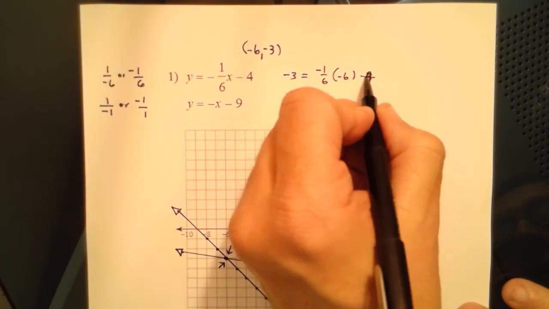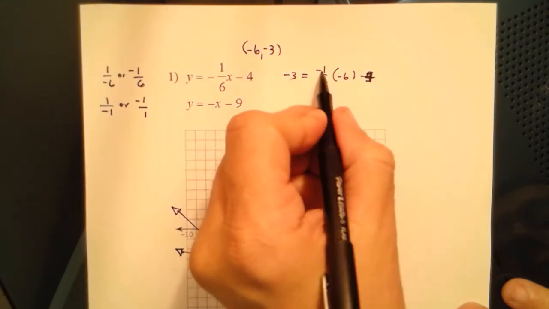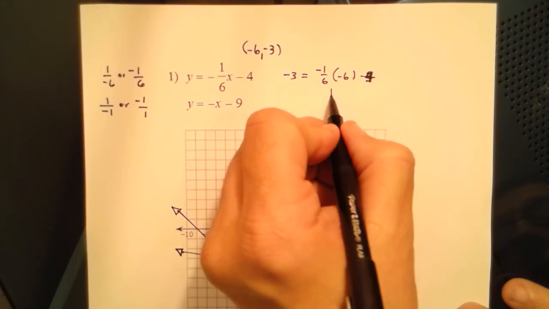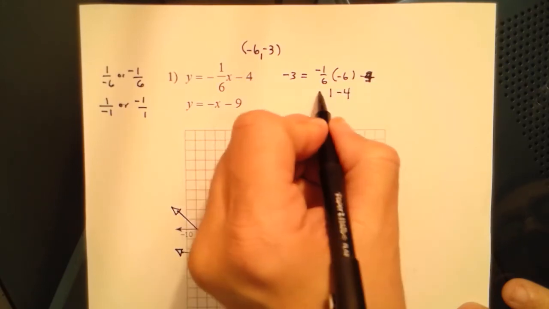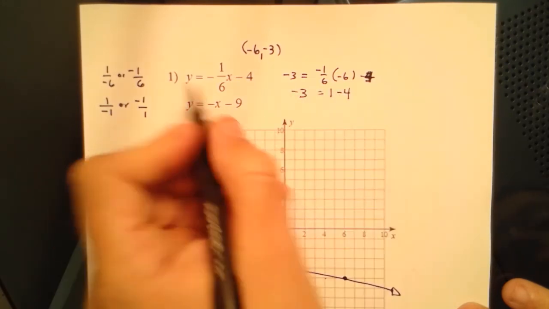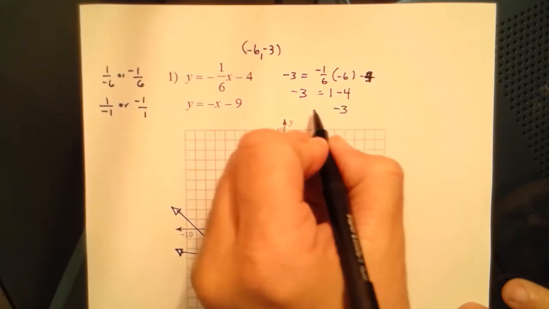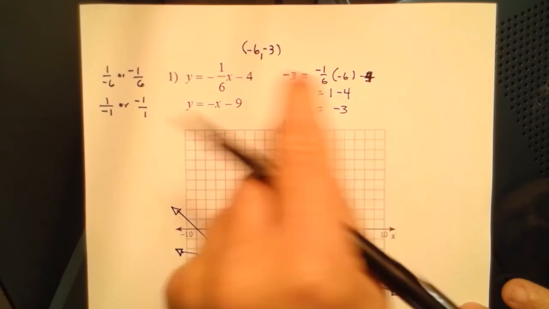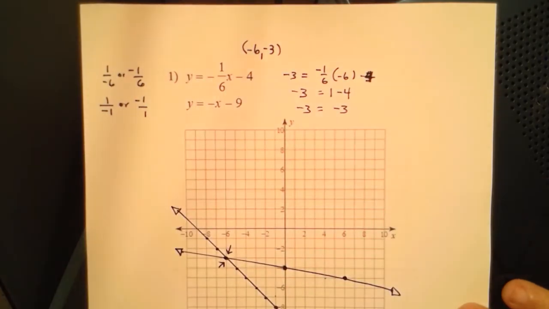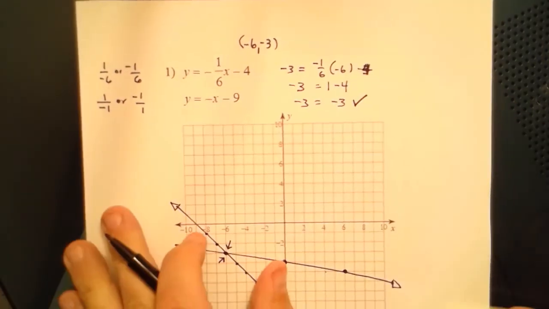Should be a 4 there. Should be positive 1, because negative 1/6 times negative 6 is positive 1, minus 4. And I get negative 3 on the left side there. And when I combine 1 and negative 4, I get negative 3 is equal to negative 3. So that's the solution for the very first problem. Let's try the second one.